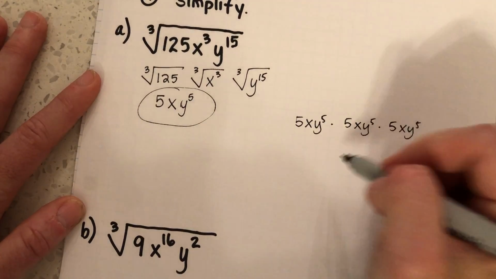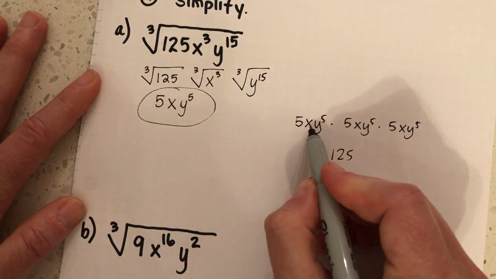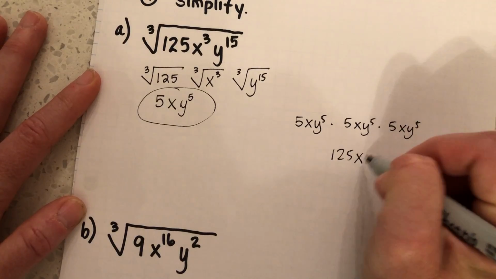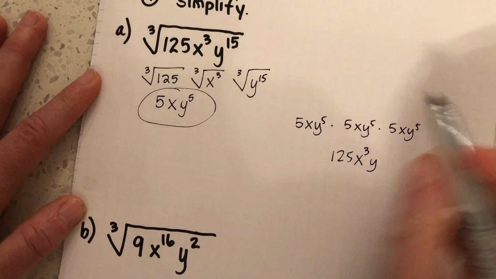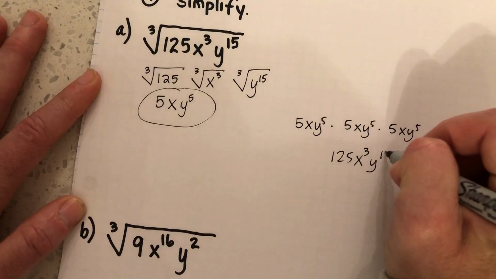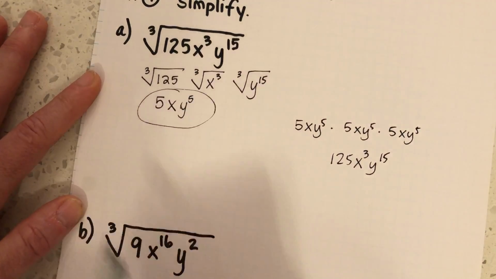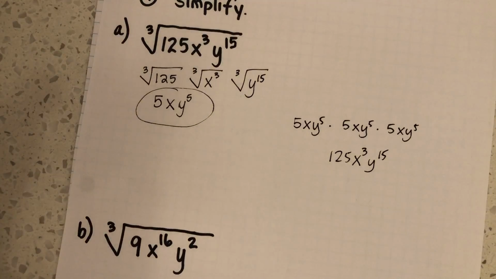5 times 5 times 5 is 125. X times x times x is x to the third. Y to the 5th times y to the 5th times y to the 5th is y to the 5 plus 5 plus 5 is 15. So it equals that. So it's definitely the right answer.